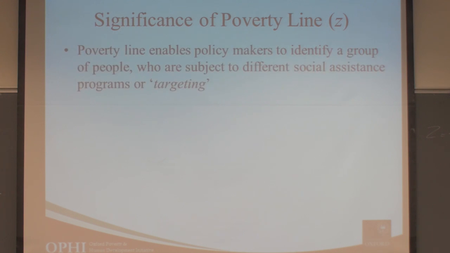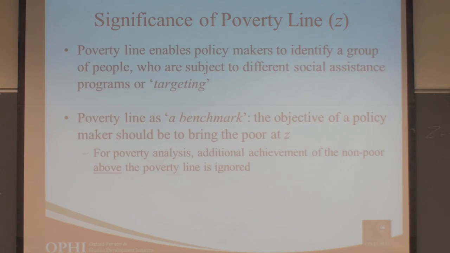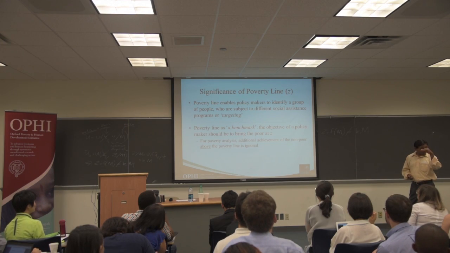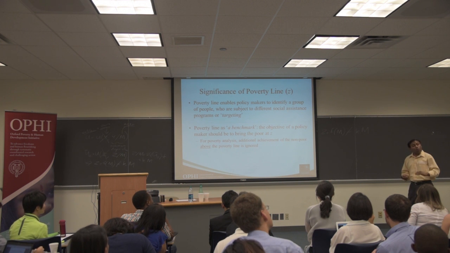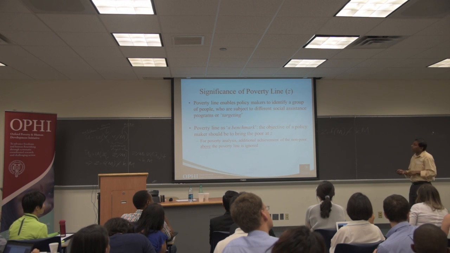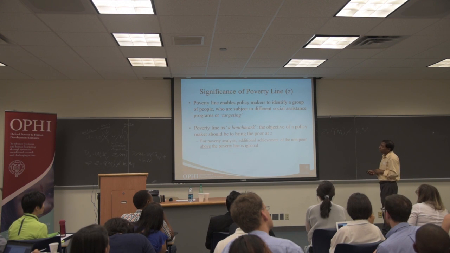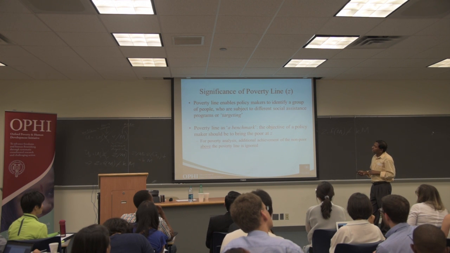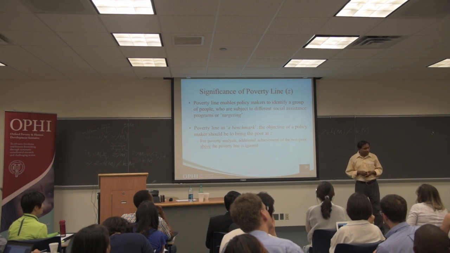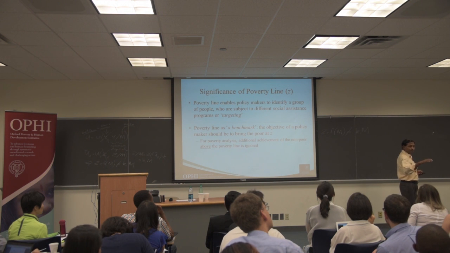Significance of the poverty line, I don't think I have to go much on this slide. You already had an entire slide, but still, it enables the policymaker to identify a group of people who are subject to different social assistance. It's called targeting. And then the poverty line can also be set as a benchmark, where you want this deprived population to achieve a certain level. So you can use a poverty line in these two different ways, one called targeting and the other the benchmark. When you are doing targeting, mostly you stop at the identification stage, right?